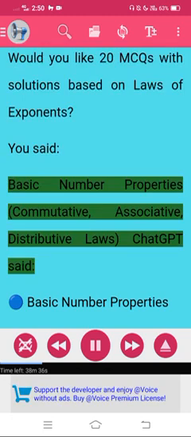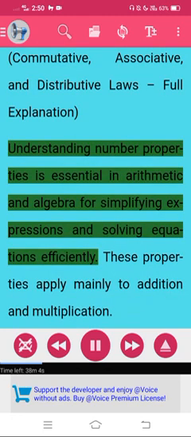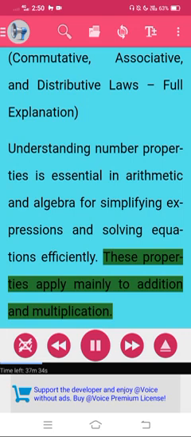Basic number properties: commutative, associative, and distributive laws. Full explanation. Understanding number properties is essential in arithmetic and algebra for simplifying expressions and solving equations efficiently. These properties apply mainly to addition and multiplication.